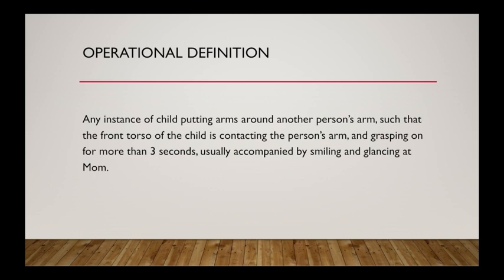The behavior of concern is inappropriate touching, which is operationally defined in the following way. It is any instance of the child putting his arms around another person's arm such that the front torso of the child is contacting the person's arm, and grasping on for more than 3 seconds, usually accompanied by smiling and glancing at his mother.